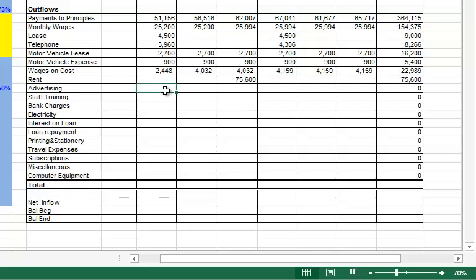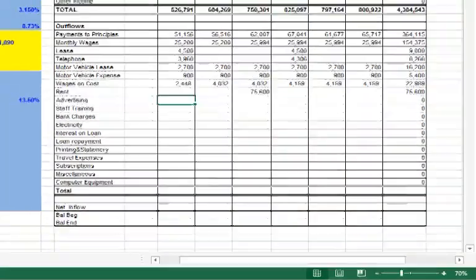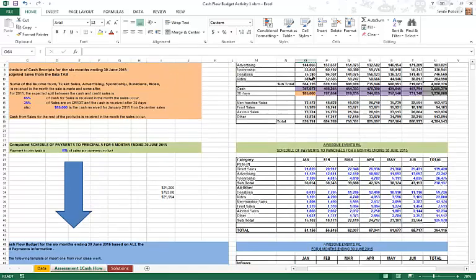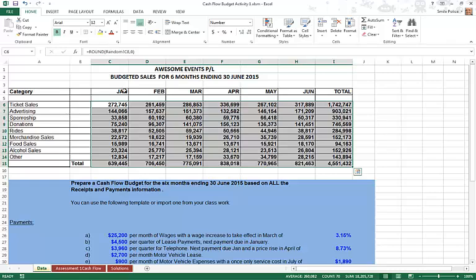Okay, so for advertising, it is 2% of the month's budgeted sales is spent on advertising. So a little bit of a tricky question, but not a trick question. You've got to find out what the budgeted sales are. Now, these aren't budgeted sales. This is cash sales. The budgeted sales is over here. This is all the budgeted sales. So it'd be a total, that total value.